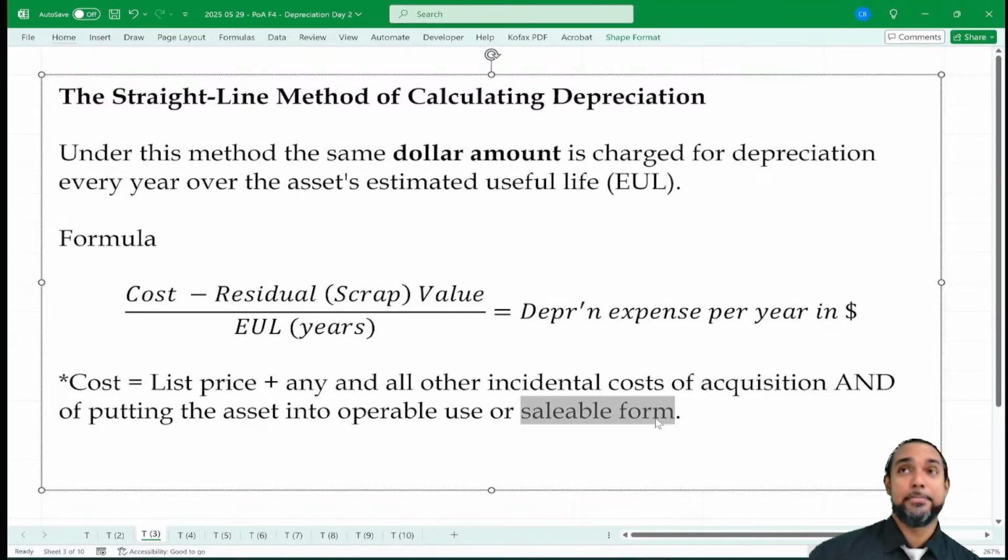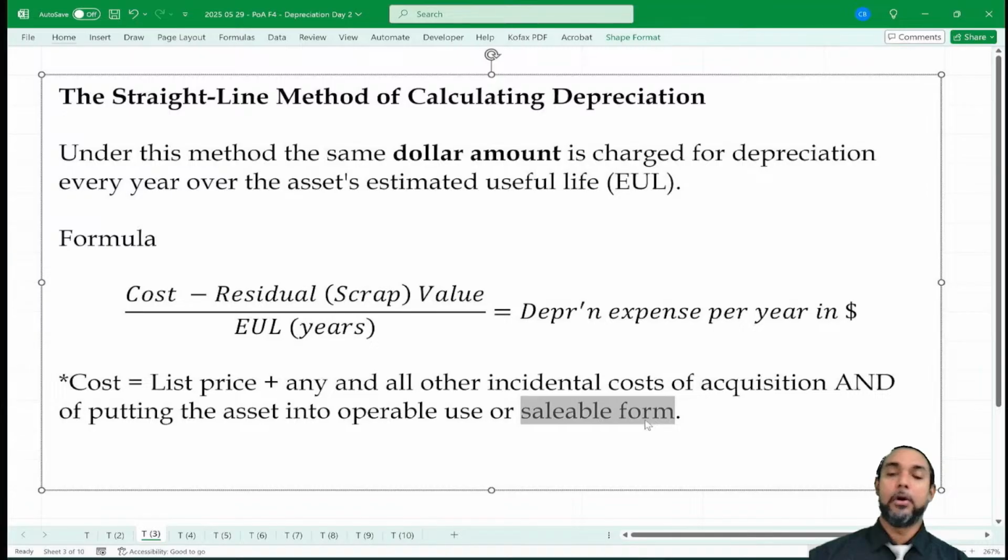So you had to buy parts to fix it up, right? If you didn't buy those parts and didn't pay someone to fix it up for you, could you sell it? Not really. You might have to just take a loss on it. But now that you fixed it up, you could sell it. So you put it into saleable form. So anything you have to pay in order to get the asset and to be able to use it for whatever purpose is part of the cost of the asset.